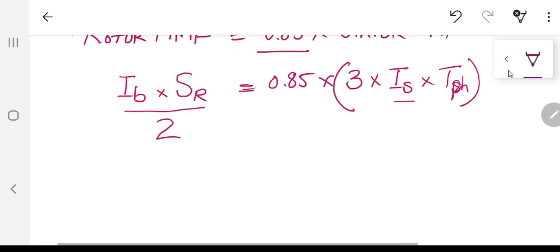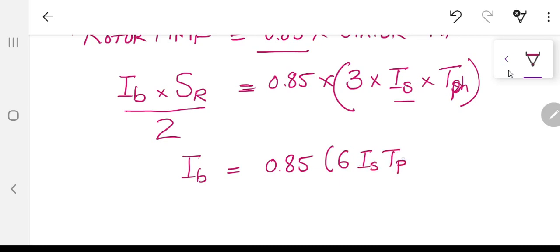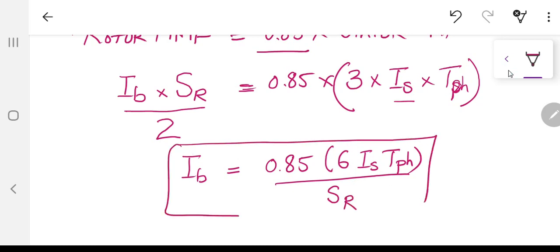Now this equation is in front of you, and it can easily be solved for IB. IB is going to be equal to 0.85 times 6 IS into TPH divided by SR. This is a very simple equation. You already know SR because you have already decided on it. TPH and IS you have decided based on your stator design, and then you have the 6 as a numerical value and 0.85 as the percentage which you have assumed.